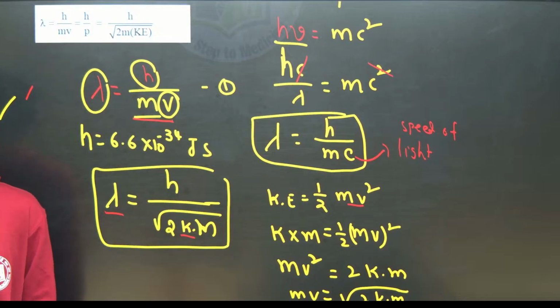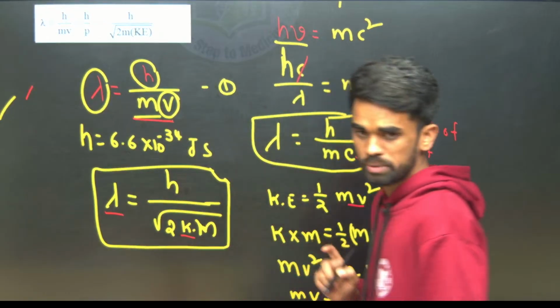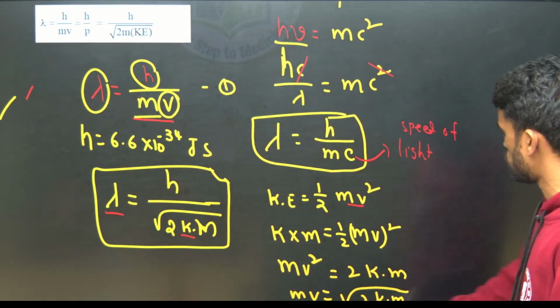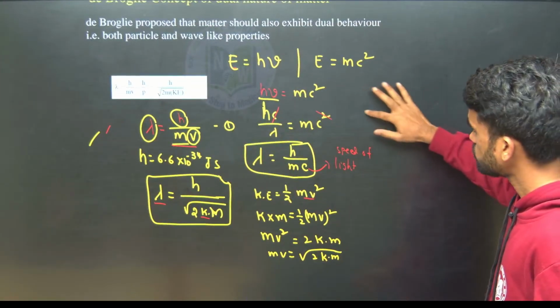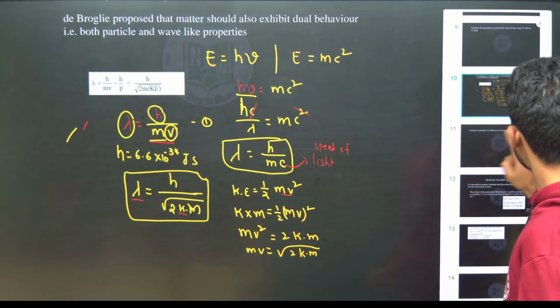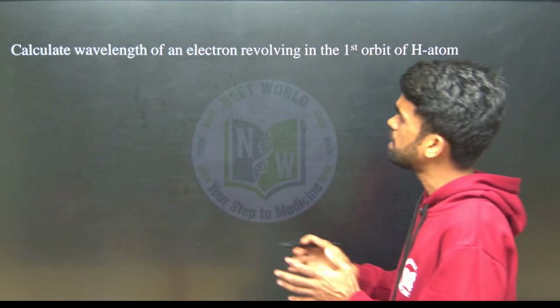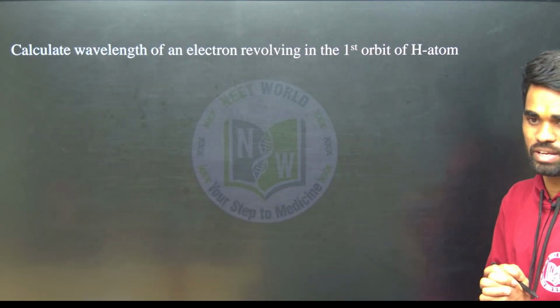Like this you can make one more formula. These formulas are useful while doing the numericals. Now I will show you a few numericals related to this particular topic. First of all, look at this question. Calculate the wavelength of the electron revolving in the first orbit of a hydrogen atom, they will be asking.